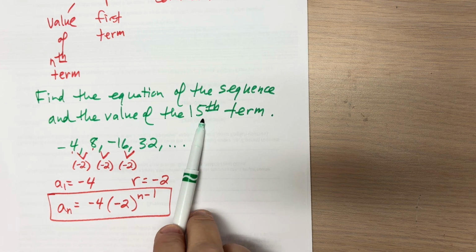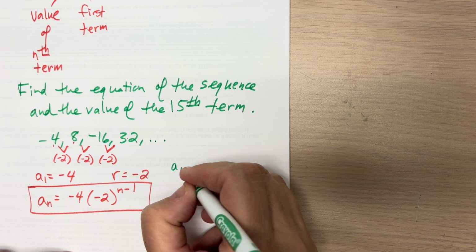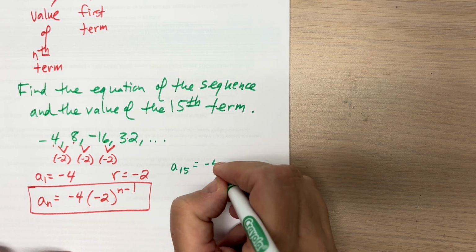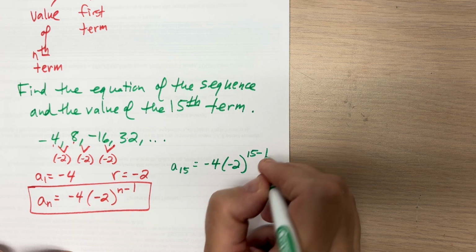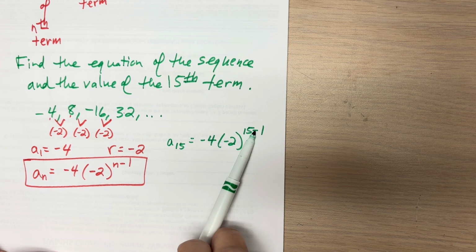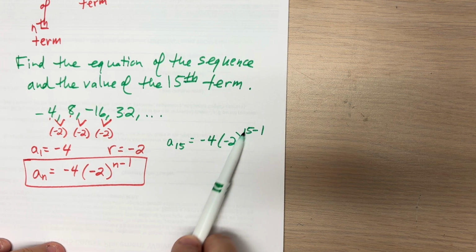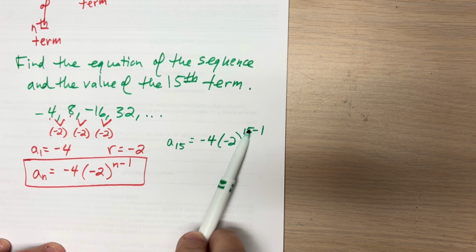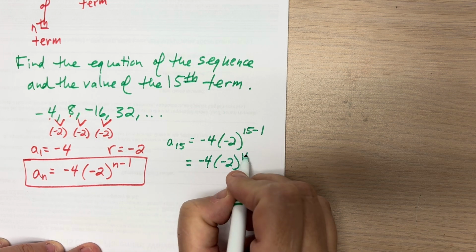Now, they also want the value of the 15th term, so I have to let a sub n become a sub 15. This becomes -4 times -2 to the 15 minus 1. Now, the common mistake is to try to make this 8 to the 14th. Remember your order of operations, PEMDAS. Parentheses, exponents, multiply. So I have to deal with that first. So I have -4 times -2 to the 14th.